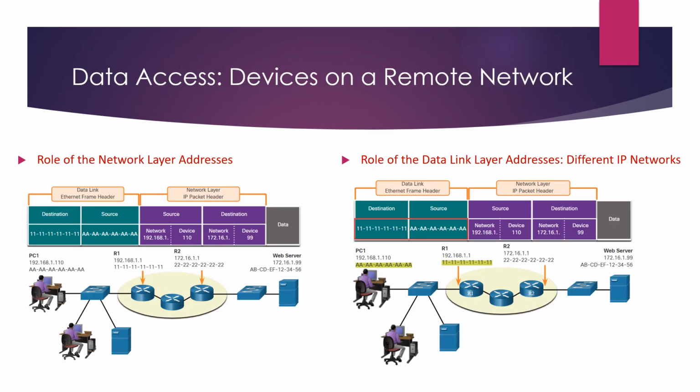But what happens with the roles of the network layer addresses and the data link layer addresses when a device is trying to communicate with a device on a remote network? Where is the difference here? To analyze this, we will use an example of a client, in this case PC1, trying to reach a web server that is in a remote network with a different IP network address.